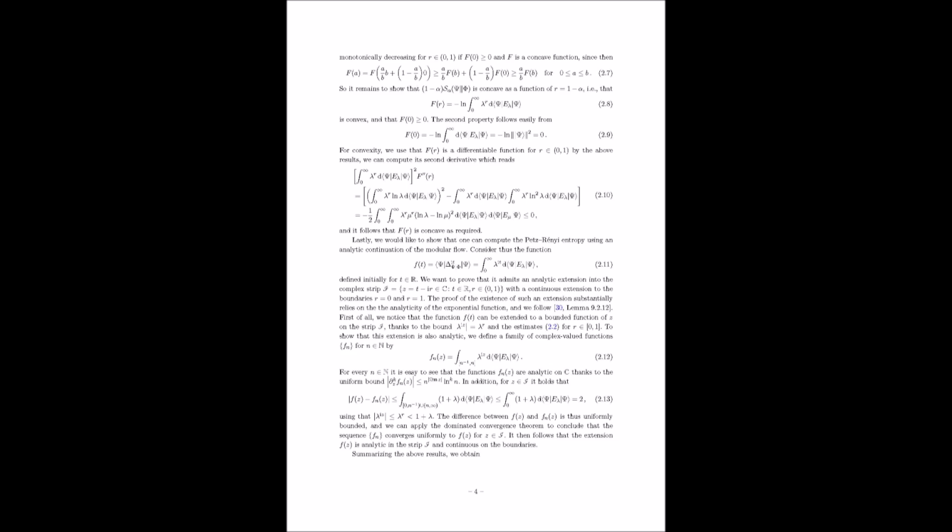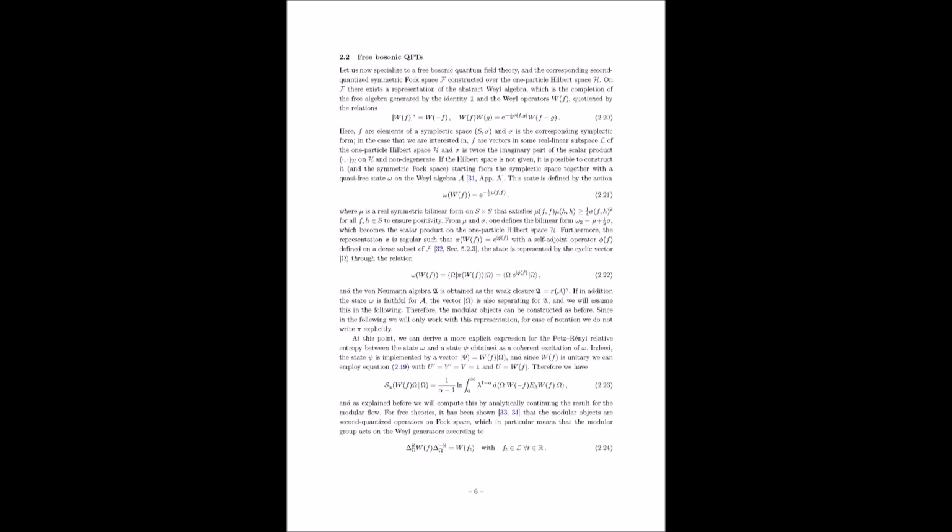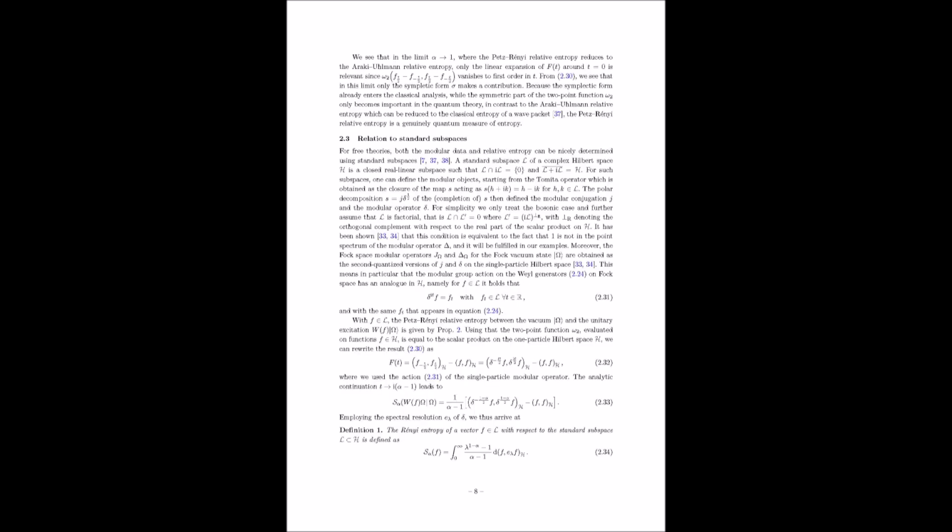Precisely. And the authors demonstrate that the Petz-Rényi relative entropy can be calculated by analytically continuing a specific function related to the modular flow. This connection is crucial because the modular flow describes how quantum states evolve in time. Right. And by applying analytic continuation, we can gain insights into the behavior of the system in a broader domain. That's a brilliant insight. It's like we're adding a new dimension to our understanding of quantum dynamics.